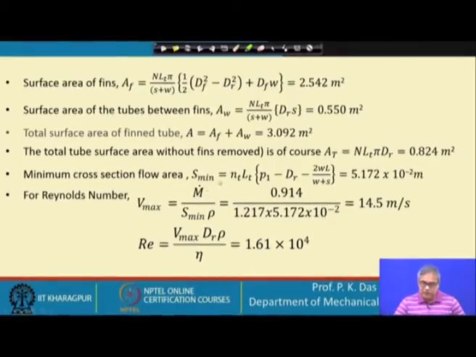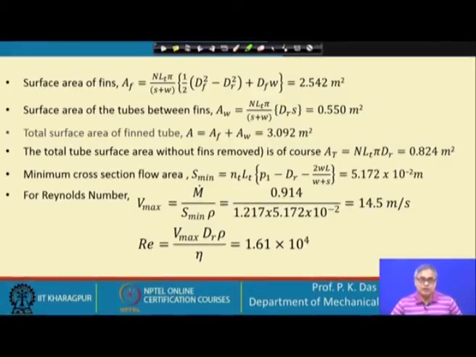Then the minimum cross section area of the flow, from where we will get V max, is needed in many calculations. So, we will get like this. Please recheck these numbers, you can calculate and check with our number. Getting the V max, we will get the Reynolds number, this is 1.61 into 10 to the power 4, and you can note all the correlations I have mentioned earlier. So, it falls within the range of those correlations.